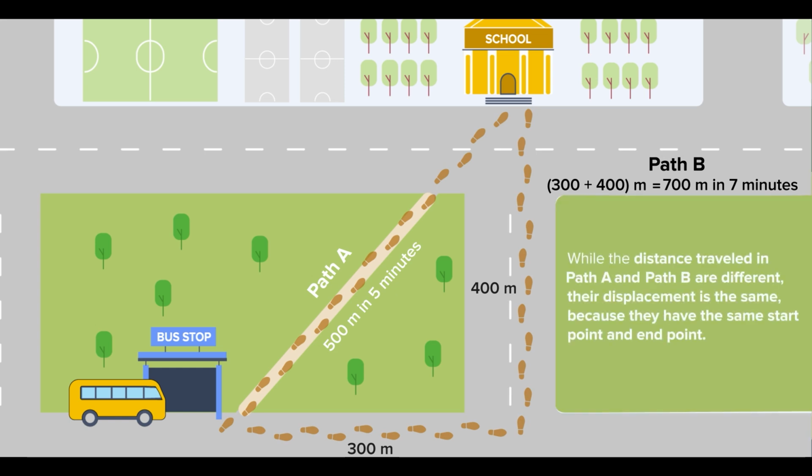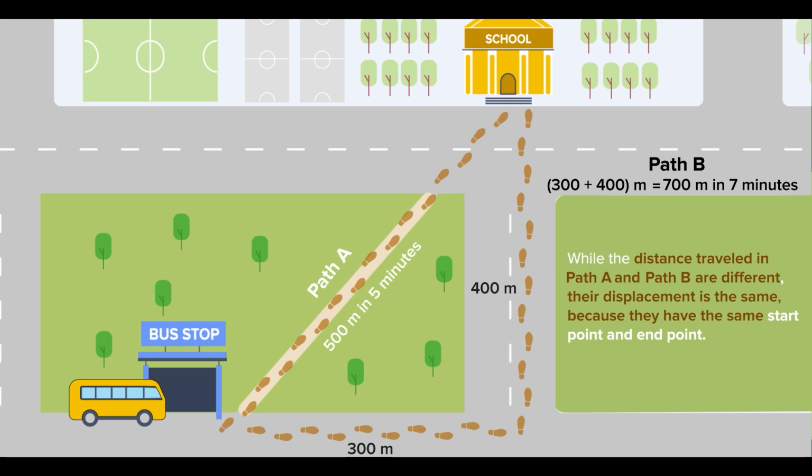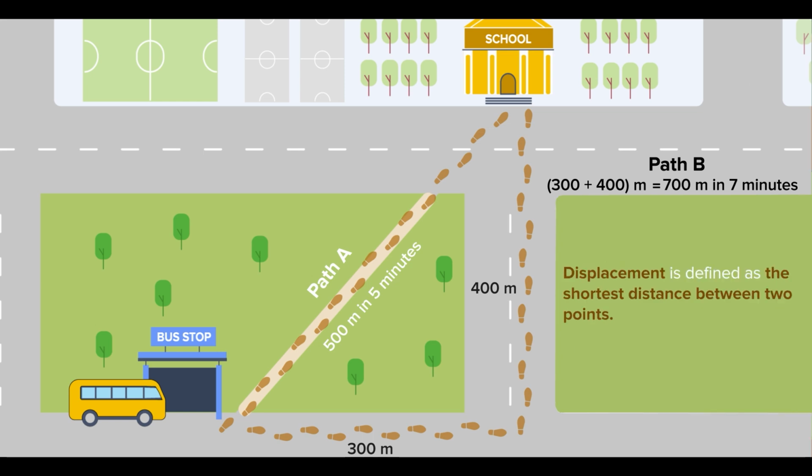So, while the distance traveled in path A and path B are different, their displacement is the same because they have the same start point and end point. Both start at the bus stop and end in school. Path A is the shortest path between the bus stop and the school, and we call the shortest distance or path between 2 points as its displacement.